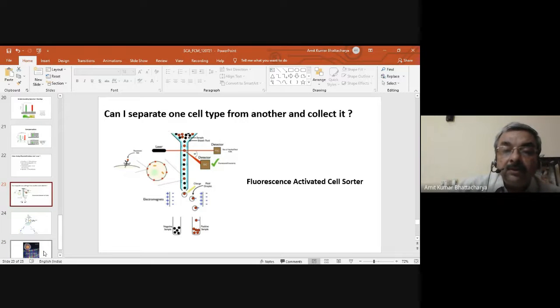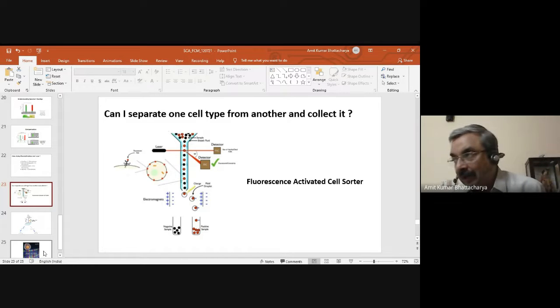Now, we are being able to detect single cells in a flow cytometer. Can one now sort cells? Let's say you have two populations of cells, one having a particular protein, another not having that protein, and being labeled by two different dyes. Can you sort them out?